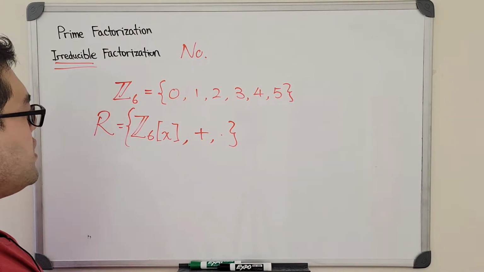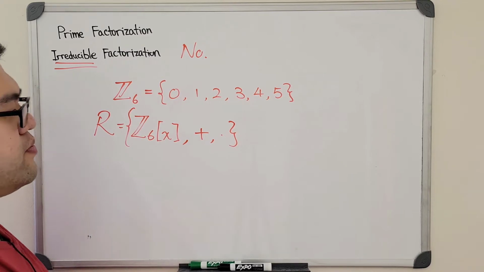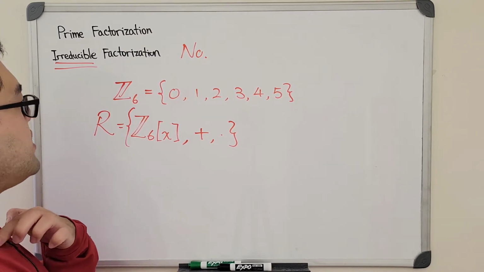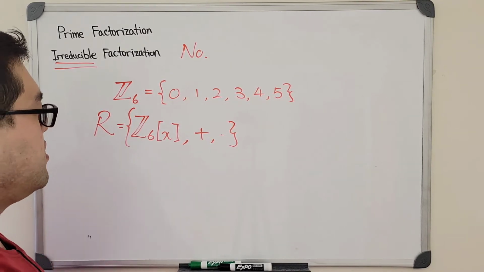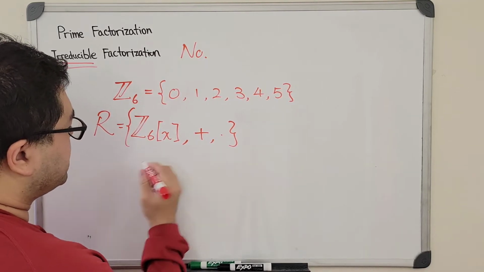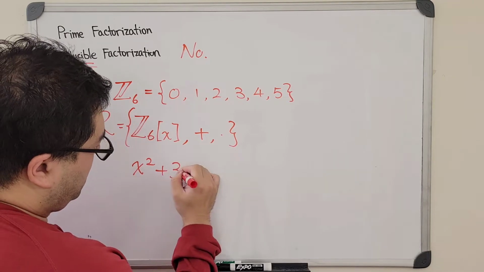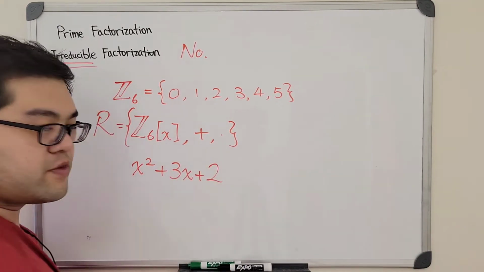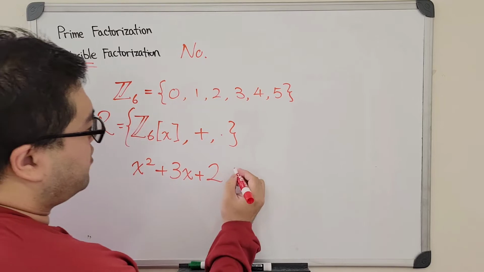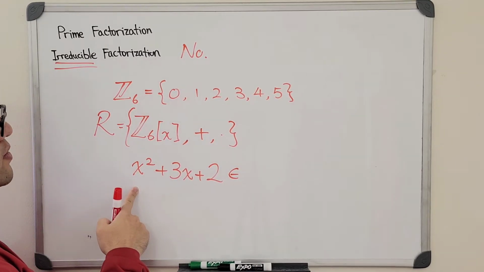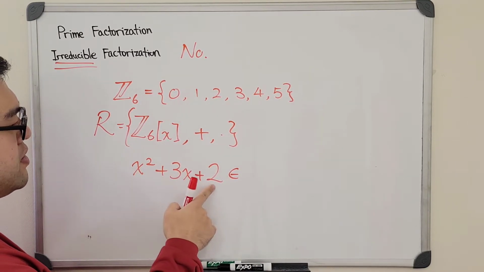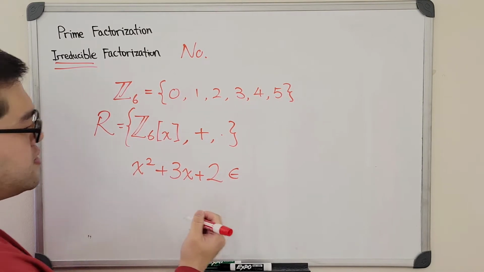Now we have a ring such that we can try to pick some elements. So let's say we're going to choose this element here, 3x plus 2. All right, first, this has all the coefficients between 0 and 5. Great.